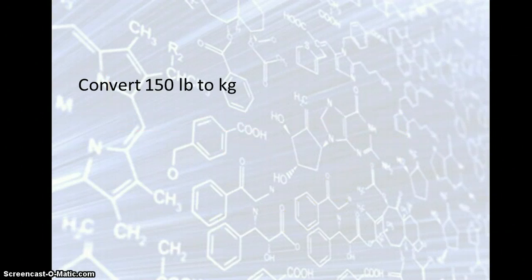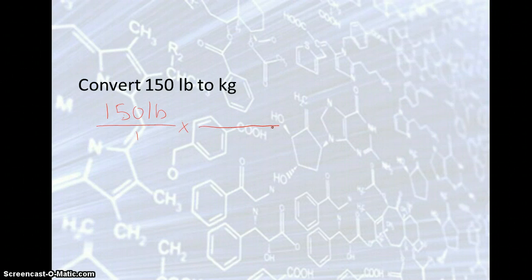Alright, let's try this next conversion. Let's convert 150 pounds to kilograms. So, first rule is let's write down what we know and put it over 1. Okay, so we have 150 pounds over 1, and we are trying to convert that to kilograms. Let's look on our conversion sheet to see if we have something that relates pounds to kilograms. When you look under the mass section, you know that 1 kilogram equals 2.2 pounds.